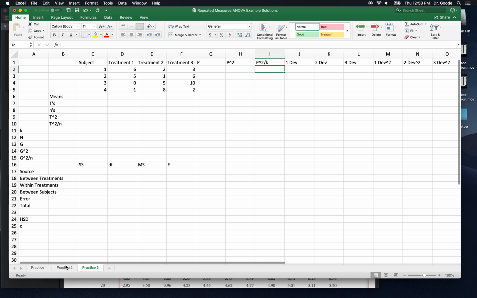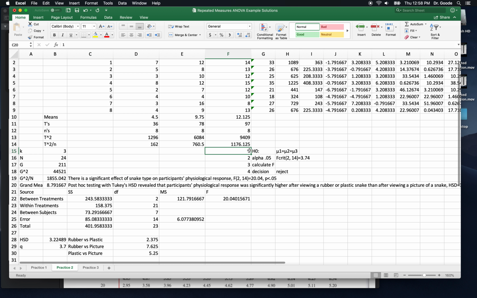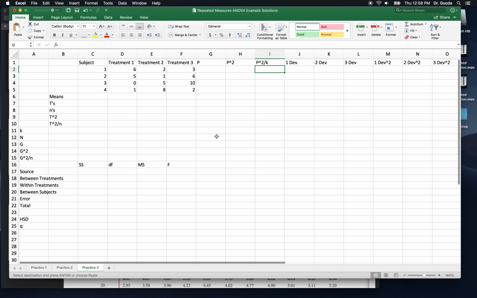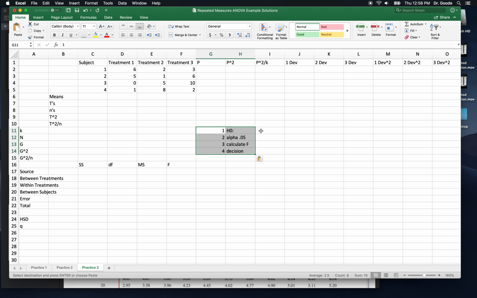And that means that we need to do all of the same steps that we've done in the other 2 practice problems. So let's see what they are. We've got to state our null hypothesis. That's that mean 1 is equal to the mean for treatment 2, which is equal to the mean in the population for treatment 3. And then at alpha 0.05, we're going to need to evaluate F crit on what degrees of freedom? Well, in order to do those, we've got to start filling in our source table.